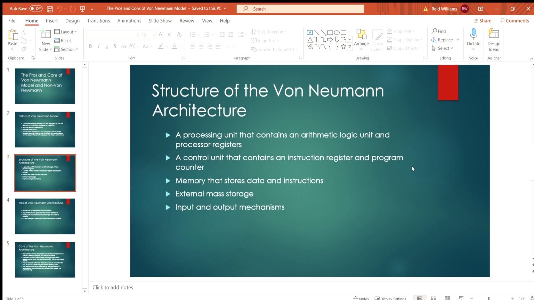So the von Neumann architecture is simple in a beautiful way. It's a processing unit that contains an arithmetic logic unit as well as processor registers. It has a control unit that contains an instruction register and program counter, and the memory that stores data and also the instructions. And it has an external mass storage, input and output mechanisms, the standard stuff.